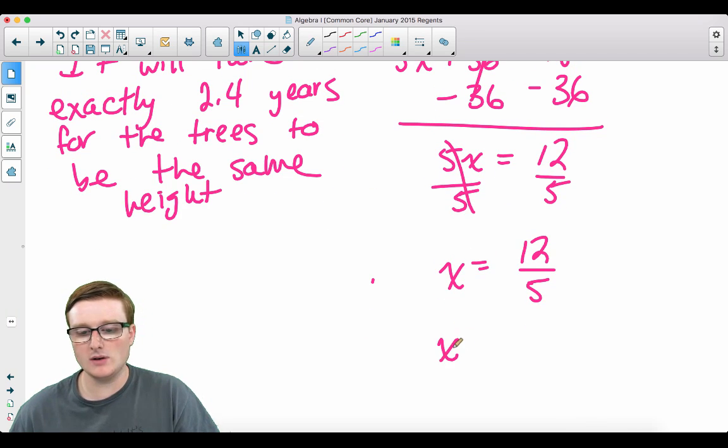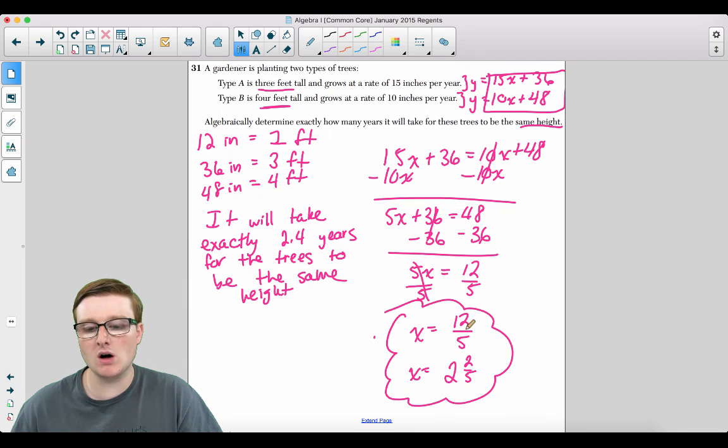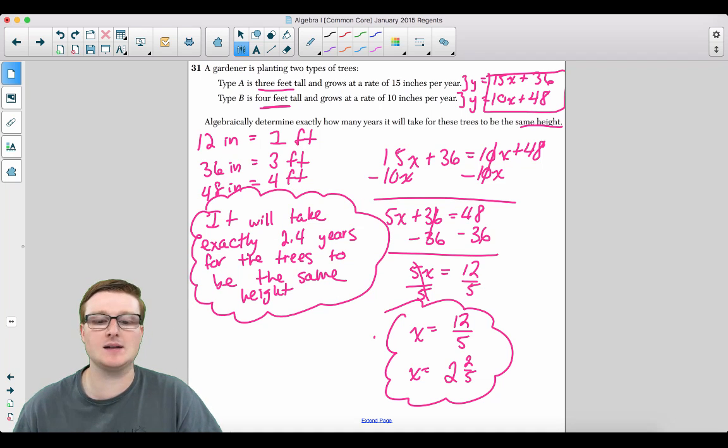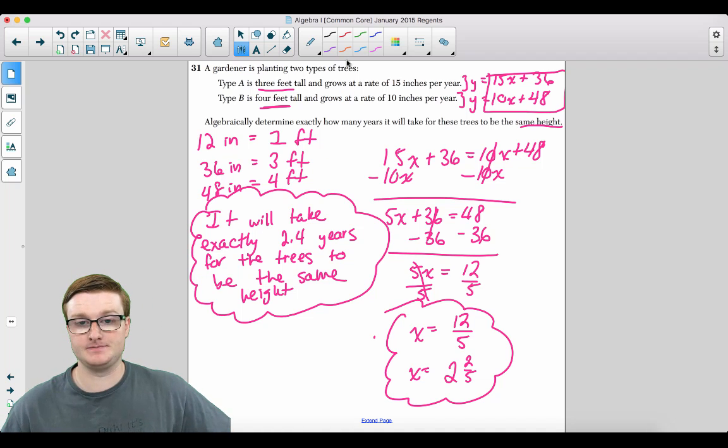Now, if you wrote x as a mixed number, such as 2 and 2 over 5, any of those answers would be perfectly acceptable, as well as 2.4. So if you wrote 12 over 5, 2 and 2/5, or 2.4, any of those answers will be perfectly acceptable on your Regents exam. Okay, 32. Here we go.